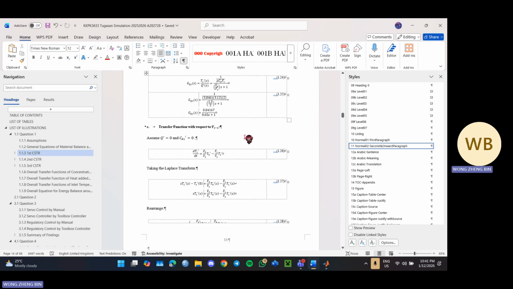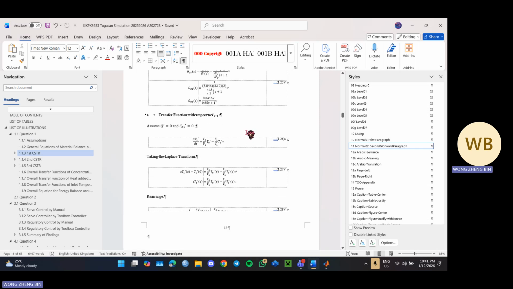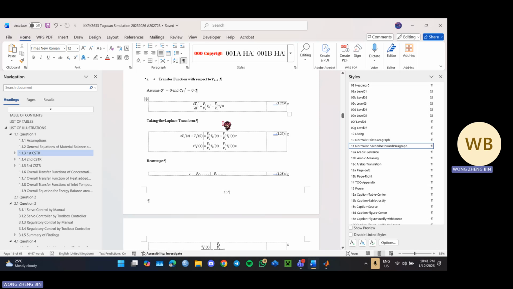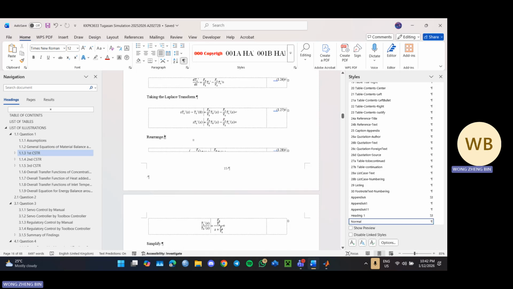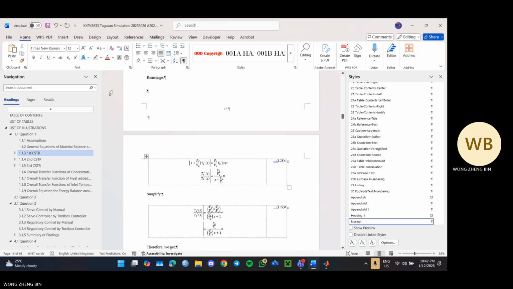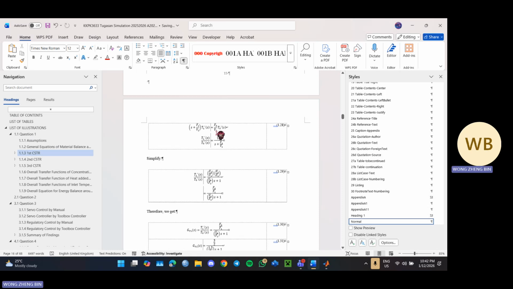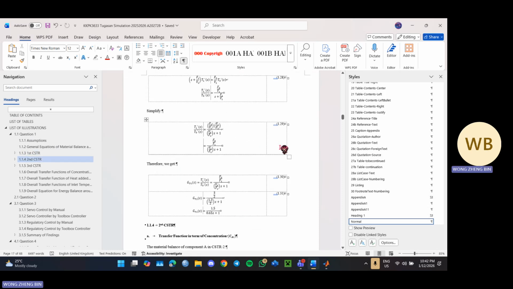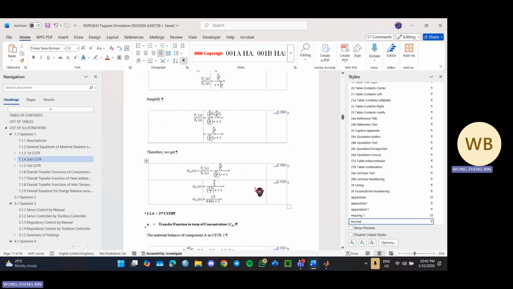Then we find the transfer function with respect to Ti minus 1. At this time, we assume Q prime equals 0 and CA1 prime equals 0. Then taking the Laplace transform and rearranging the terms, we can find that the transfer function for the temperature term is this one, and then substitute the numbers, and then we found the transfer function for T1.